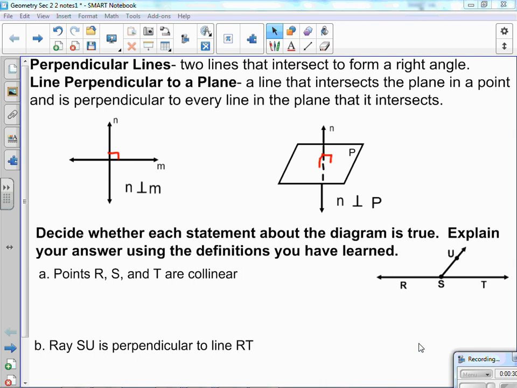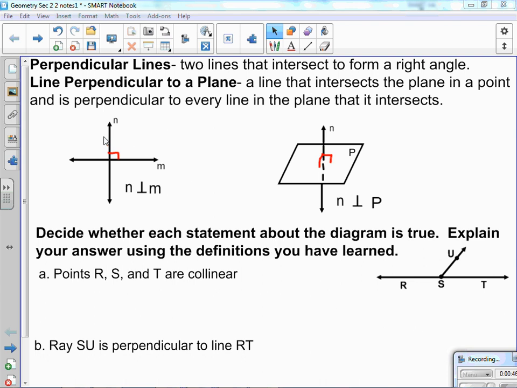So if two lines intersect and they make a 90-degree angle or a right angle, then they are perpendicular. A line perpendicular to a plane is going to be a line that intersects the plane in a point and is perpendicular to every line in the plane that it intersects.